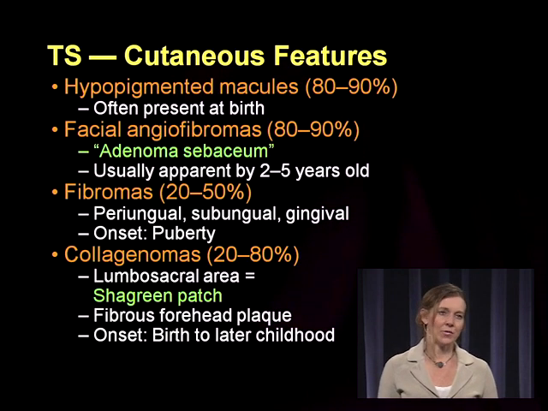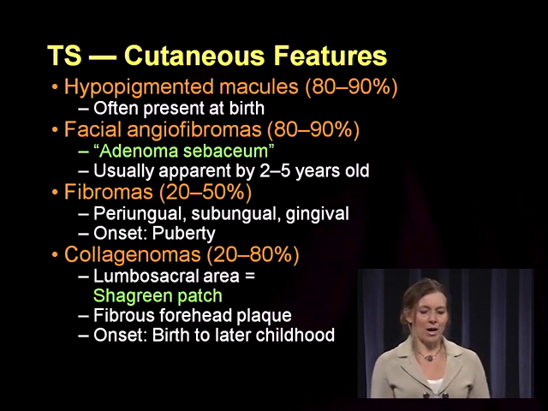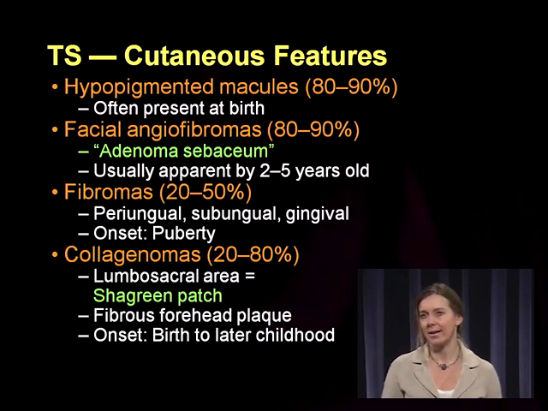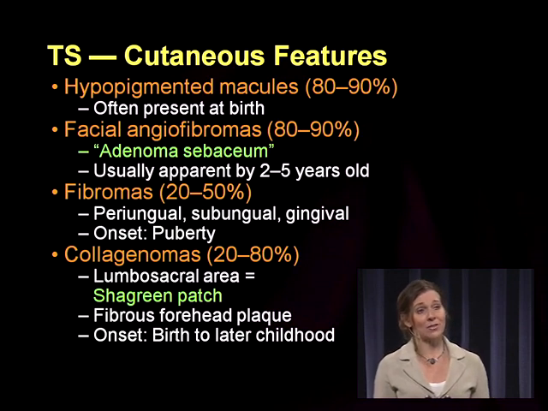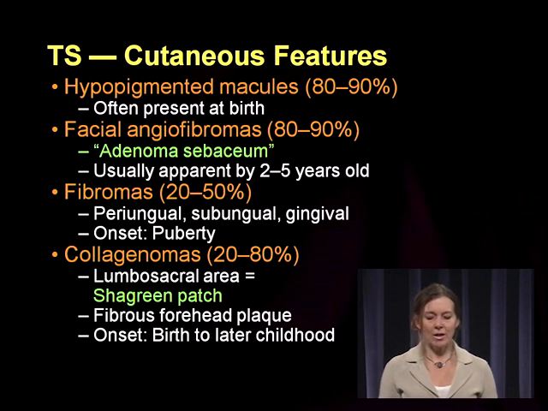There are several cutaneous features that can really help you make a diagnosis of tuberous sclerosis, and we're going to go through each one. So to introduce this, the first and most common thing that you're going to see are hypopigmented macules and patches, and those are present usually in 80 to 90% of patients, and they're often present at birth, although they may be very subtle, especially in a fair-skinned child. The next thing you'll typically see are facial angiofibromas, and again, these are very common, also 80 to 90% of patients, but these can vary significantly in their severity. These used to be known as adenoma sebaceum. And those usually appear somewhere between 2 and 5 years of age.